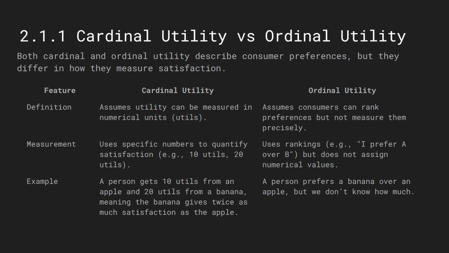For example, a person gets 10 utils from an apple and 20 utils from a banana, meaning the banana gives twice as much satisfaction as an apple. For ordinal utility, we can think about it like this. A person prefers banana over apple, but we do not know how much.